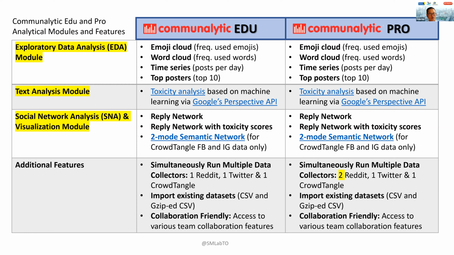With both versions, you can run multiple data collectors. So, for example, you can collect something from Reddit and then use the same or similar keyword terms to capture the same data set on Twitter if you want to do a comparative study. With both, you can also import your own data set. If you have an existing data set that you have gotten from colleagues or some other way, you can import that into Communalytic. And there are lots of collaboration-friendly features. If you have a large team, you can share data sets with your team members, so they can see the analysis that you've already run and you can analyze the data set together.